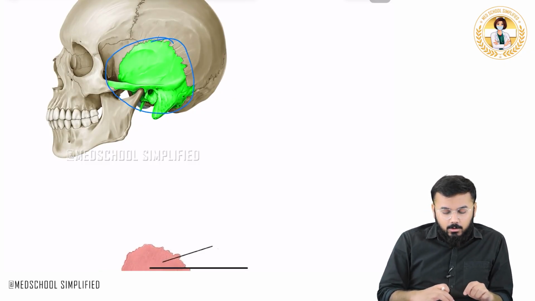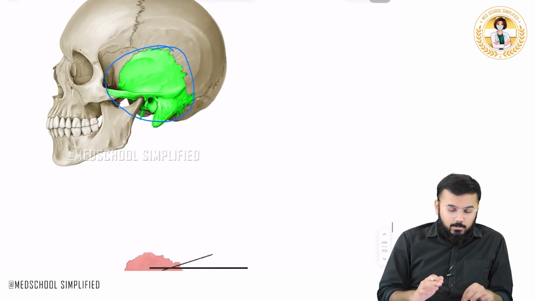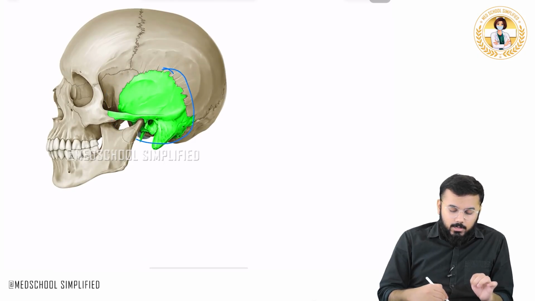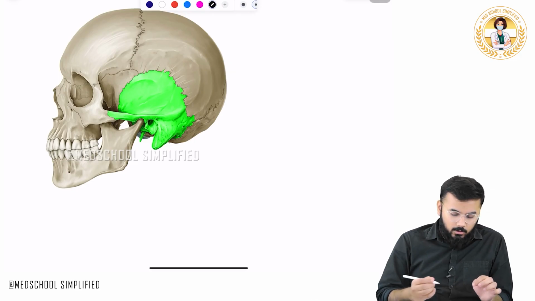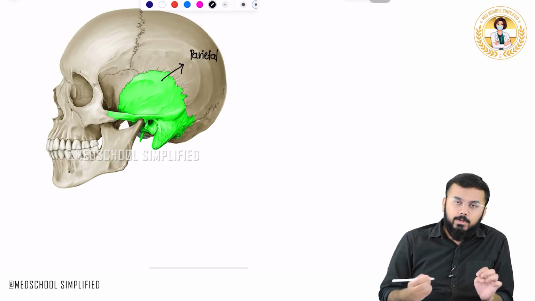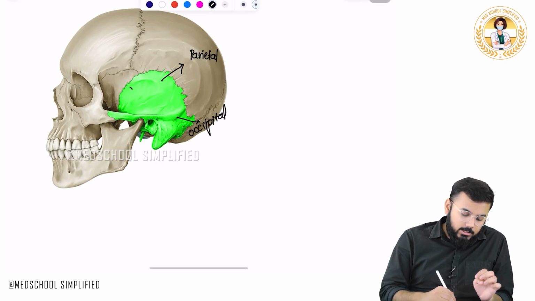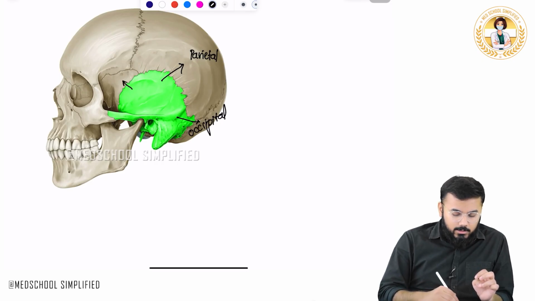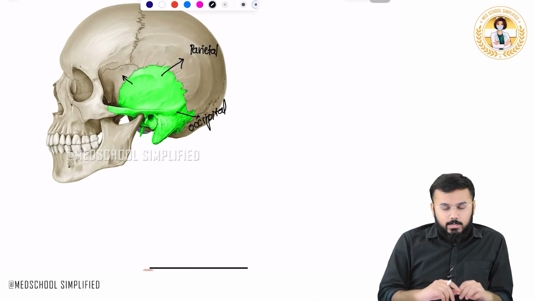Now I am separating the temporal bone from the rest of the parts and putting it out here. But before that, you just have to look at what bones are additionally attached to this temporal bone. You see, the temporal bone is attached to this bone over here called the parietal bone, right? It is also attached to the occipital bone, and to this particular bone over here called the sphenoid bone, right? So these are the structures to which the temporal bone is attached.